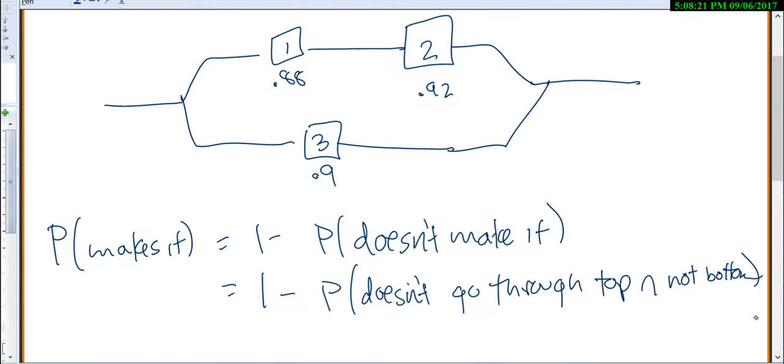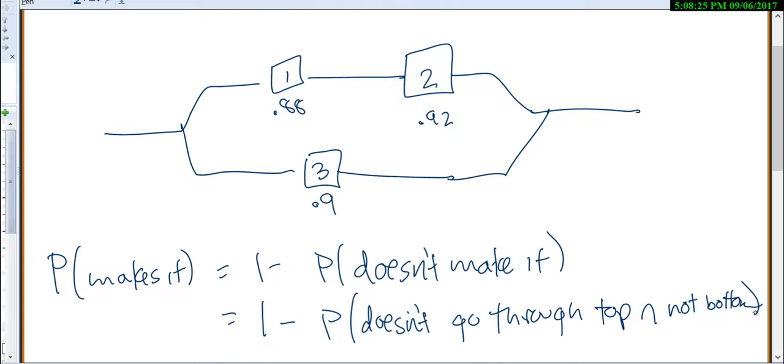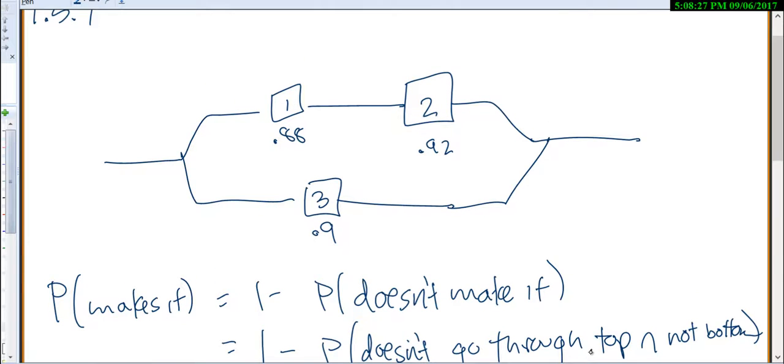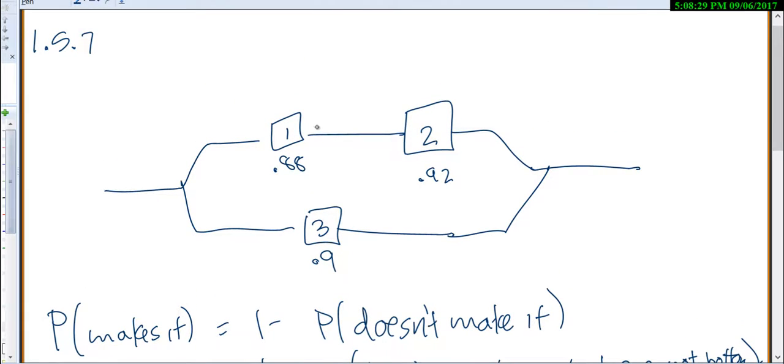So let's focus on each piece and take a time out. So, not going through the top. What has to happen for it to not go through the top? Either 1 could work and 2 broken, or number 1 could be broken and number 2 could work, or they could both be broken.